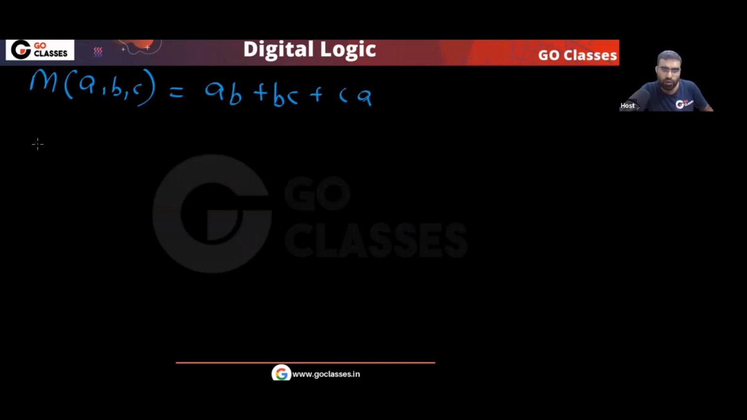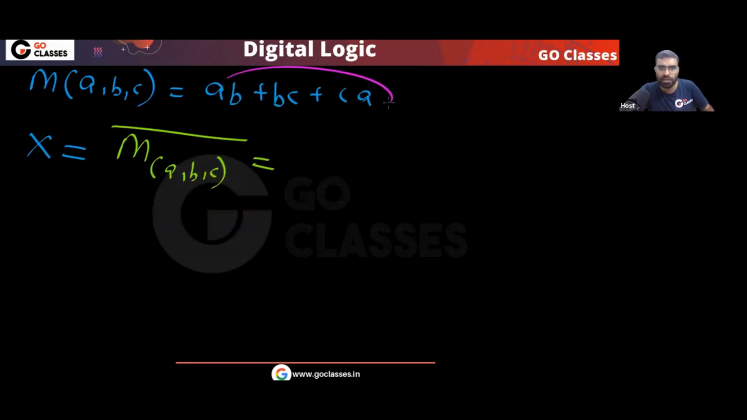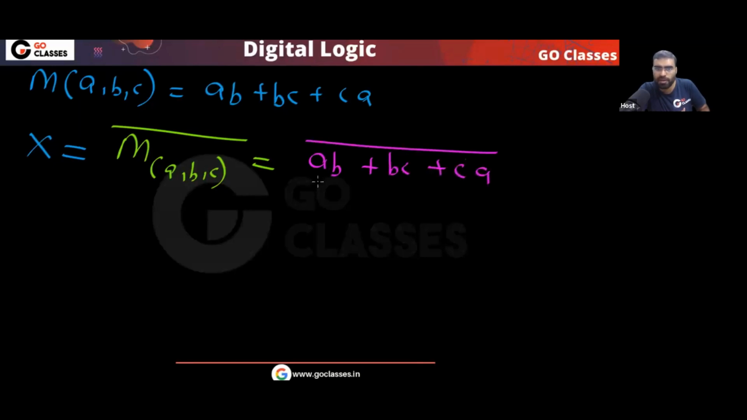We need to find out what is x. X is complement of m. Remember, x is complement of m. So if you find the complement of m, you can apply the De Morgan law. Apply the De Morgan law. BC or CA complement, apply the De Morgan law.